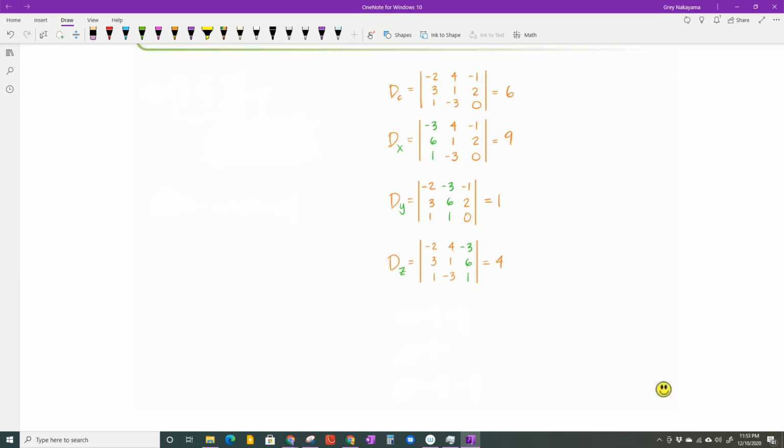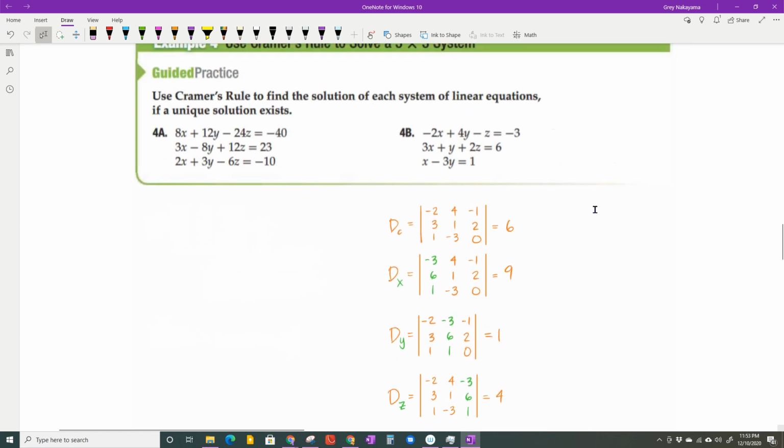So remember, x equals D of x, which is 9, over D of c, which is 6. That becomes 3/2. Y is going to be D of y over D of c, so that's 1/6. Z is D of z over D of c, and that equals 2/3. So our final answer, written as an ordered triple, is 3/2, 1/6, 2/3. And that's all we have to do for solving linear systems using inverses and Cramer's rule.